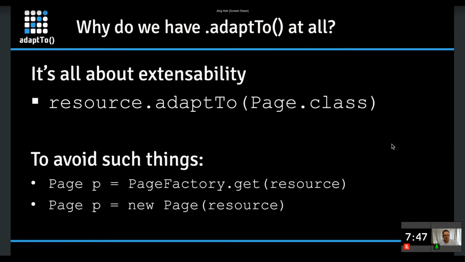And another thing is, I wasn't there at the design time, but I think that the designers wanted to avoid things like a page factory get resource, or just creating a new page based on a resource, because this would expose a lot of implementation classes. And we know what happens when you expose implementation classes in your interface. People start to inherit from these, and so on. It's not really a good design.